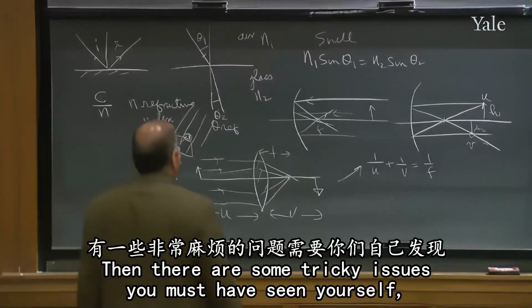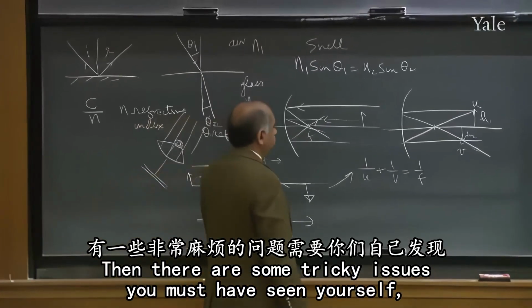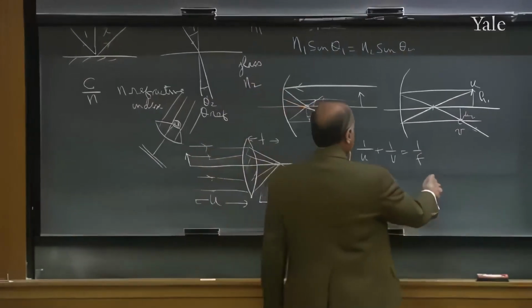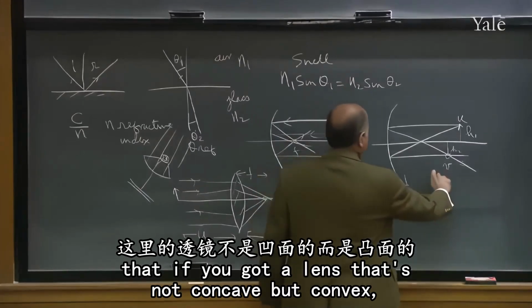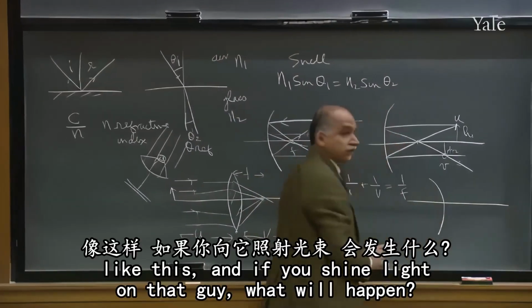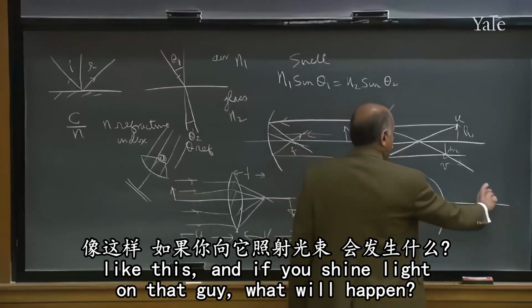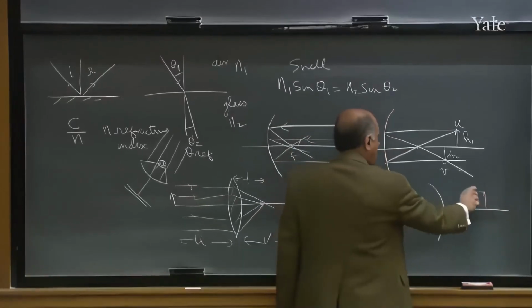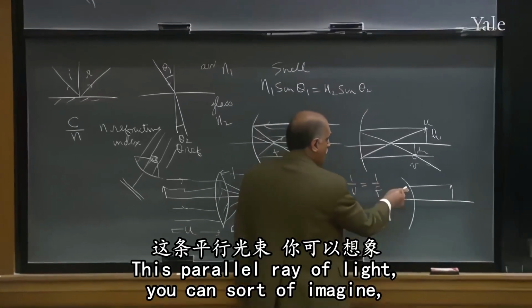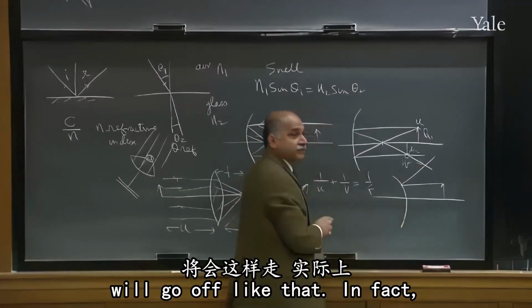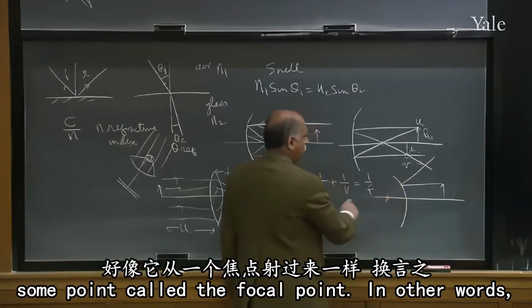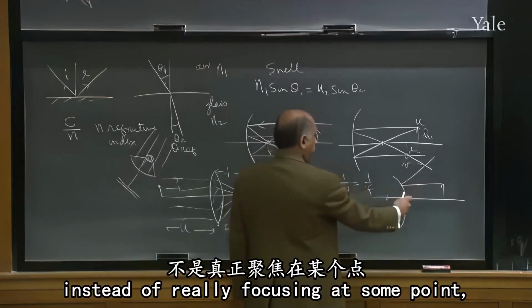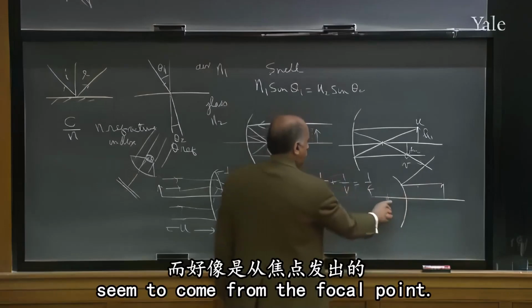Then there are some tricky issues you must have seen yourself: if you've got a lens that's not concave but convex, like this, and you shine light on it, what will happen? This parallel ray of light, you can imagine, will go off like that. In fact, the way it will go off is as if it came from some point called the focal point. In other words, these rays of light, instead of really focusing at some point, seem to come from the focal point.